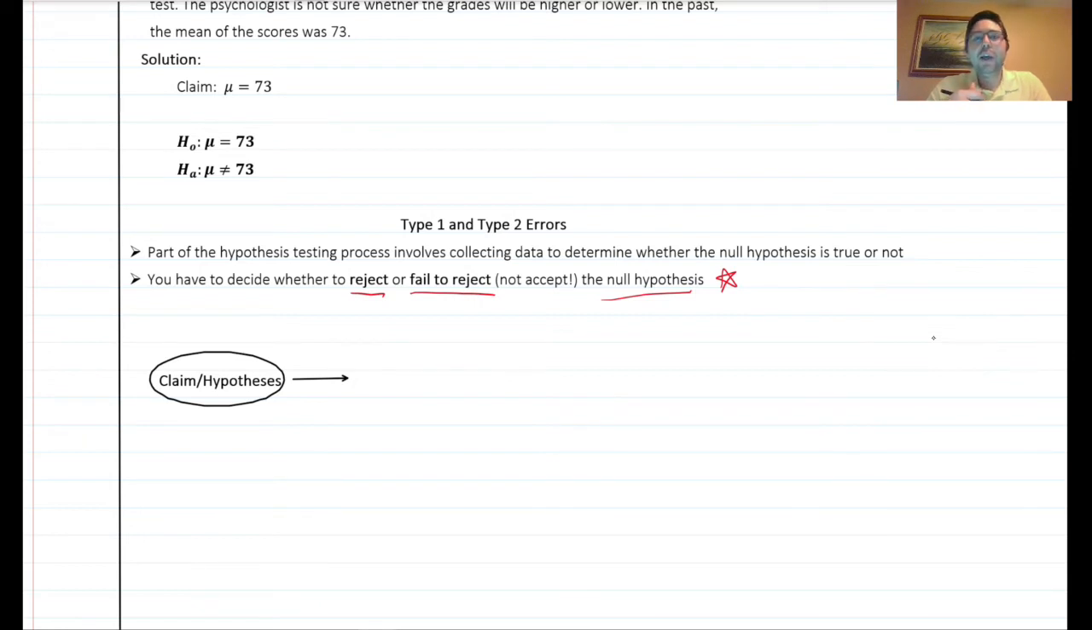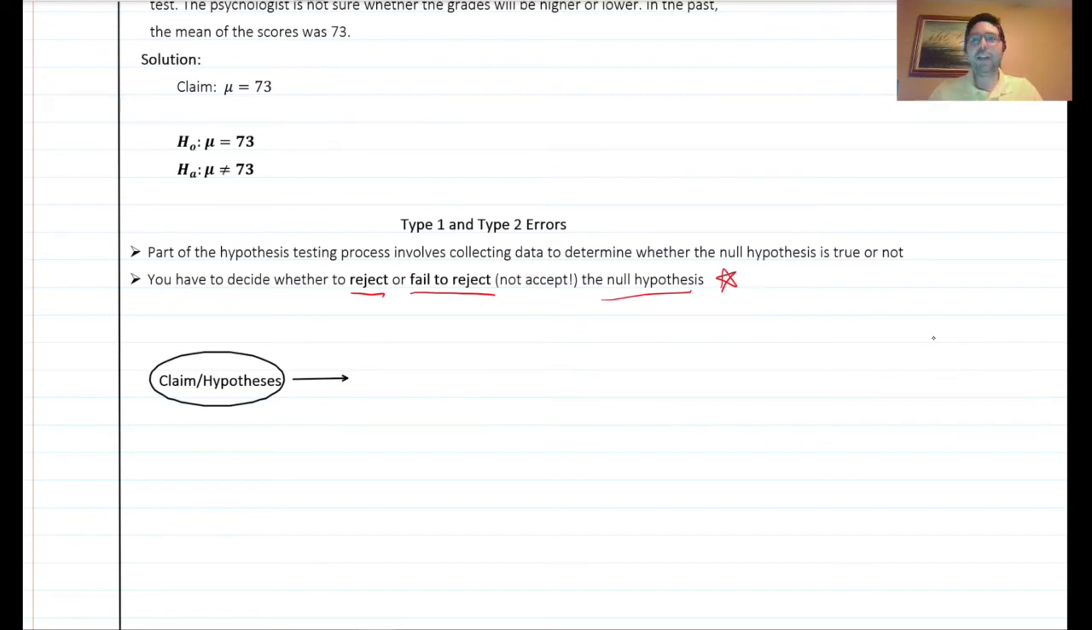This is sort of like being innocent until proven guilty, right? If you're on trial, you automatically assume that they're innocent until you have enough evidence to prove that they're not innocent, rather that they're guilty. But you can't really prove that they're innocent. You can only say that they're not innocent if you have enough evidence. So think of it that way. We fail to reject or reject.